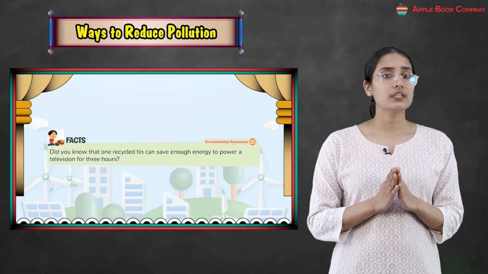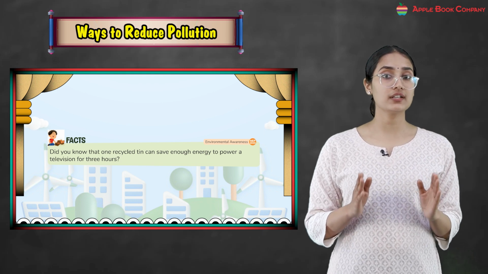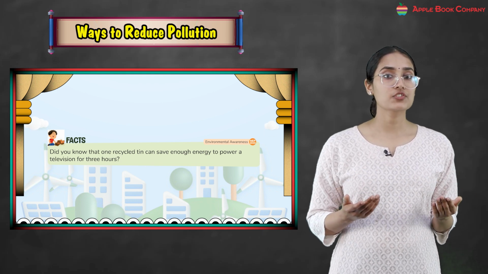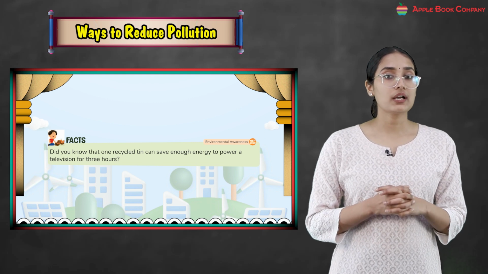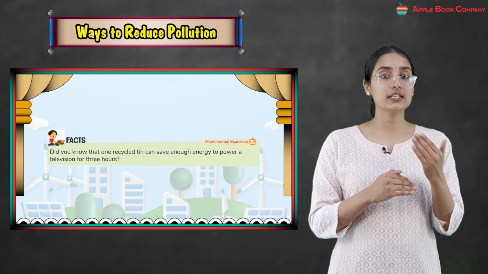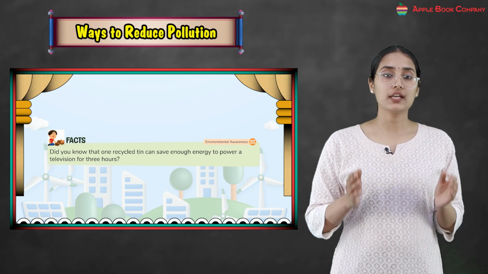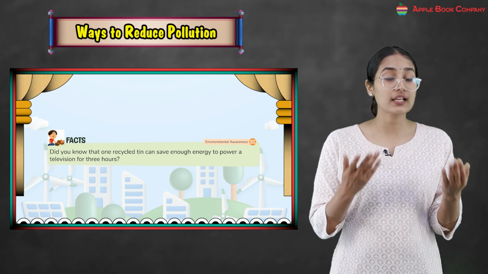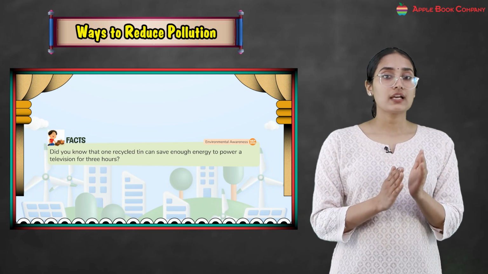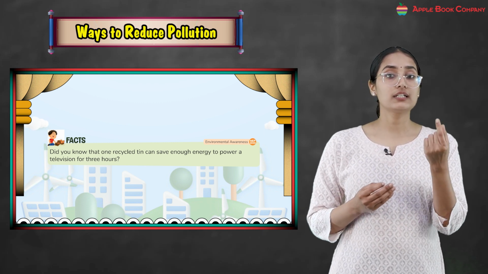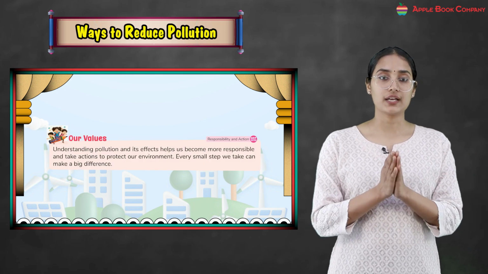Kids, do you know that one recycled tin can save enough energy to power a television for 3 hours? So, now can you imagine, to make a tin, it requires so much energy. The energy that is required to run a television for 3 hours. So, if you can recycle just a tin, right, we can save so much energy, right?